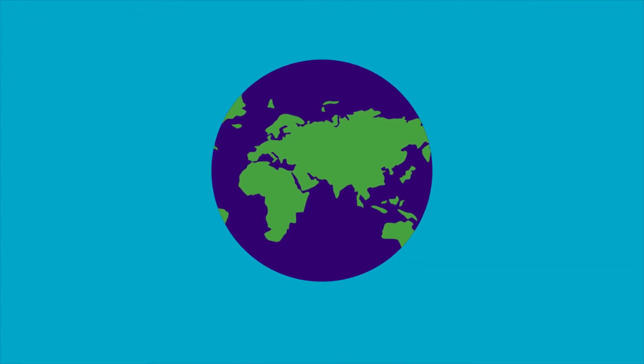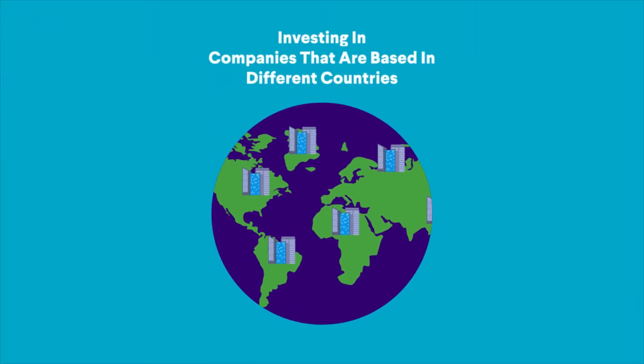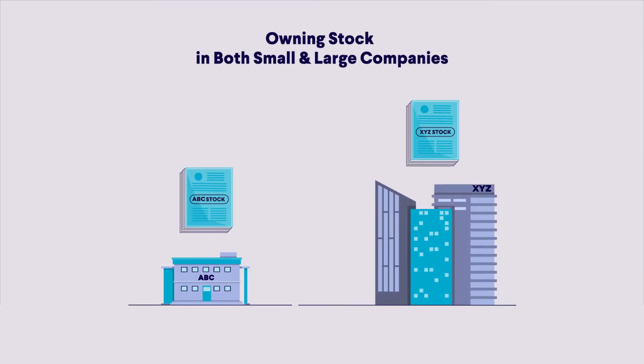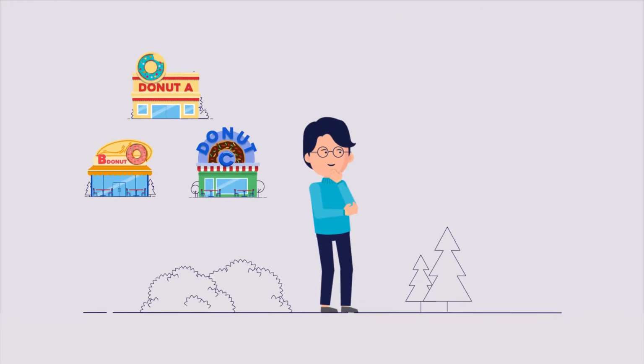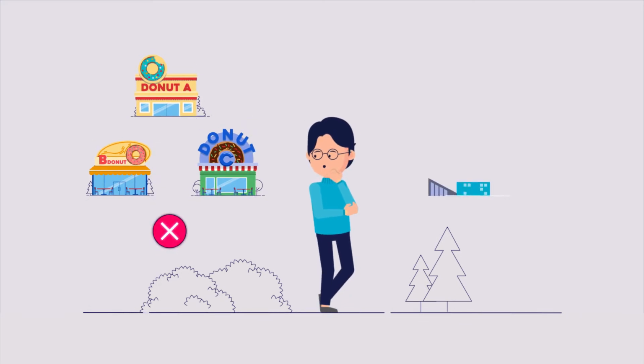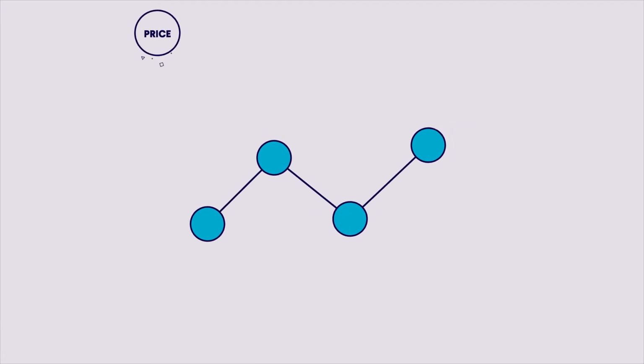Ways of achieving a diverse portfolio include investing in companies that are based in different countries, owning stock in both small and large companies, and lastly, investing in companies that operate in a wide array of industries. You don't want your assets to be too similar, nor do you want them to be all in the same place. This is where correlation comes in.